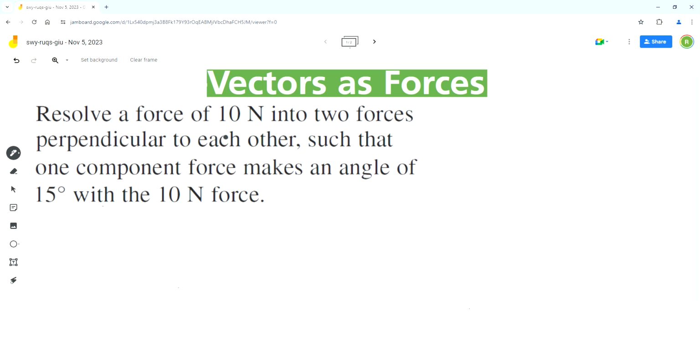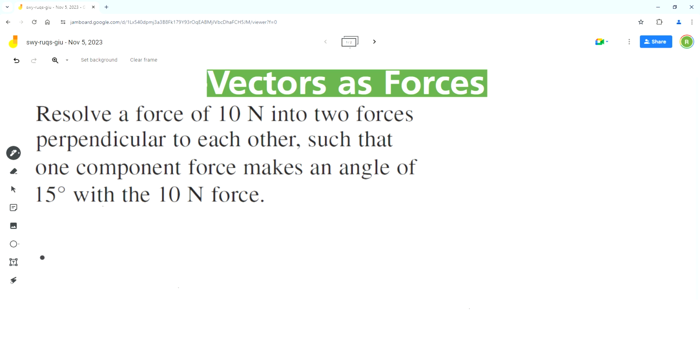Now we are not given the direction of the 10 Newton force. We are just given that one component force makes an angle of 15 degrees with the 10 Newton force. So for the ease of analysis, we can assume that the component force that makes an angle of 15 degrees with the 10 Newton force is a horizontal component, that it's acting in the horizontal direction.